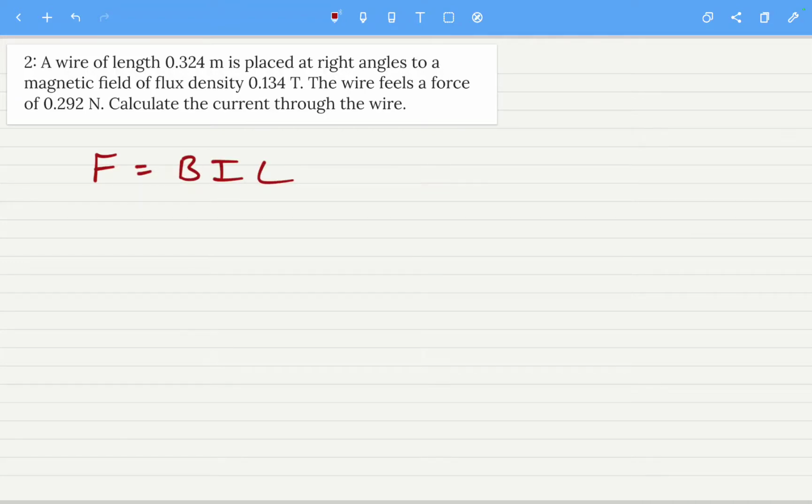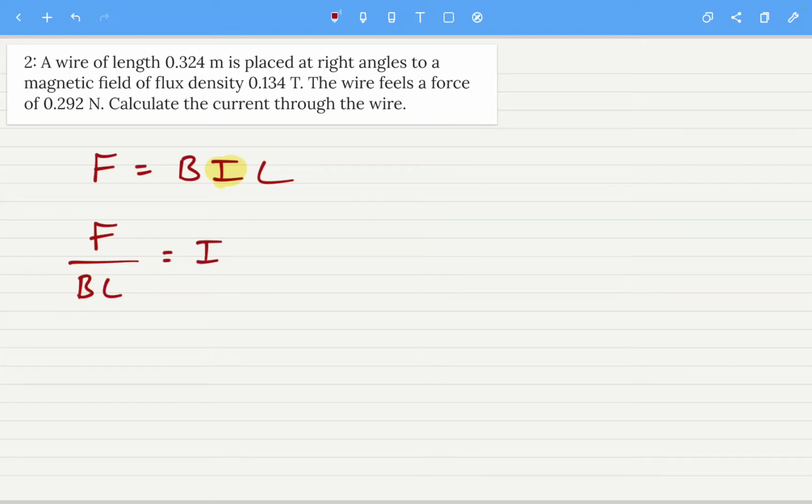It's quite simple to rearrange. We need the current, so we need to make I the subject. To rearrange it, we need to get rid of the B and the L. They're multiplied, so it's times B times L. To move them to the other side, we just do the opposite. The opposite of multiplying is dividing, so it's F divided by BL. And that will give us the current.